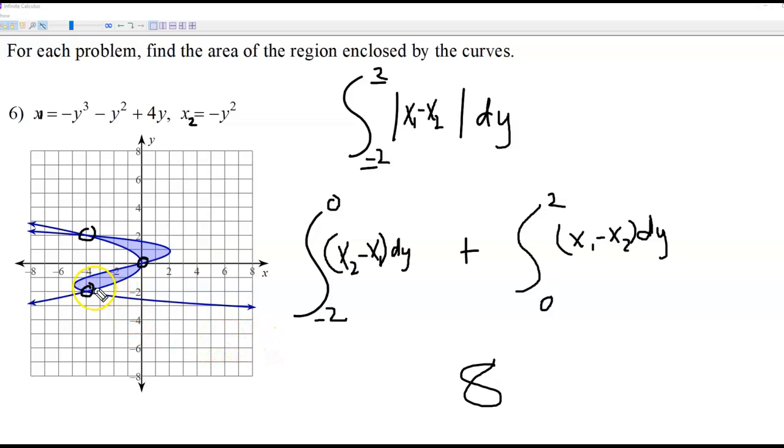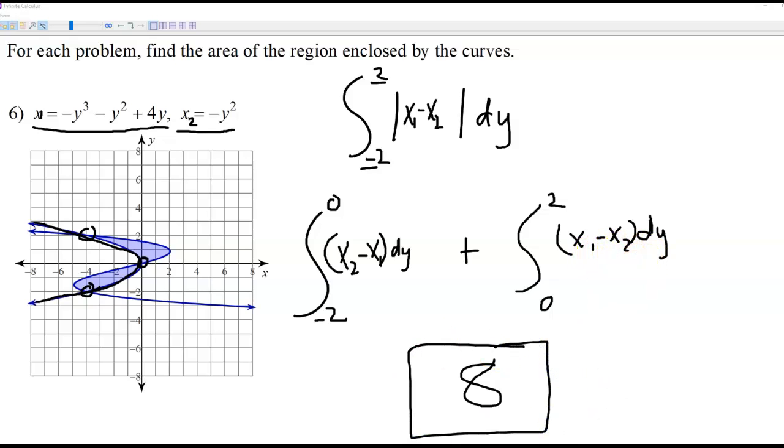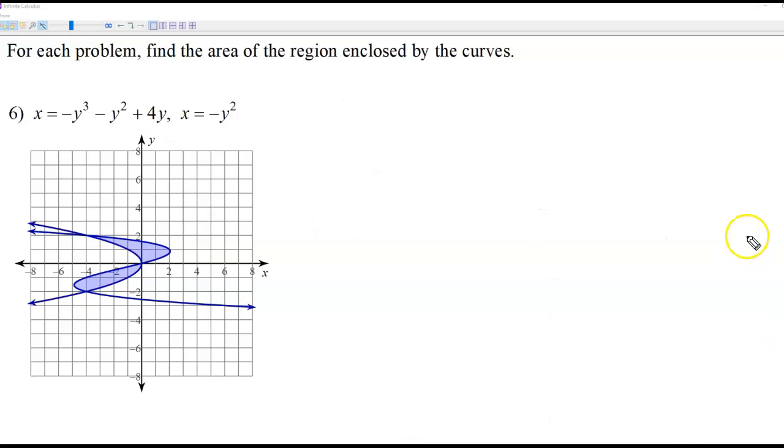And for the first area region, the quadratic function, the one that looks like a U shape, is farther to the right than the blue one. So the x2, which is the quadratic, is farther to the right than the blue one, which is the cubic. So for the first one, from negative 2 to 0, it's x2 minus x1, and for the other one, it's x1 minus x2. And regardless of whether you're doing it by hand or in a calculator, you end up with an area of 8. Okay, and so that does it for our first topic, which is area between 2 curves.